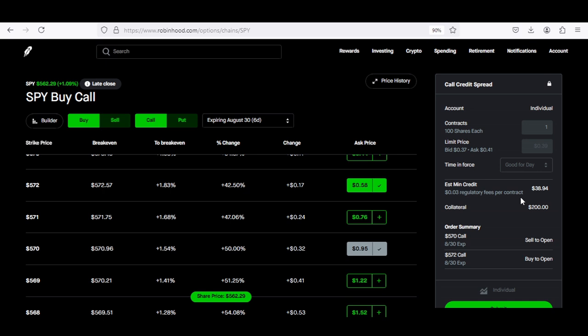That's one of the best parts of this option strategy. You receive a credit right away. And secondly, the collateral you need to use is just very small. So you're able to use a small account in order to do this trade.